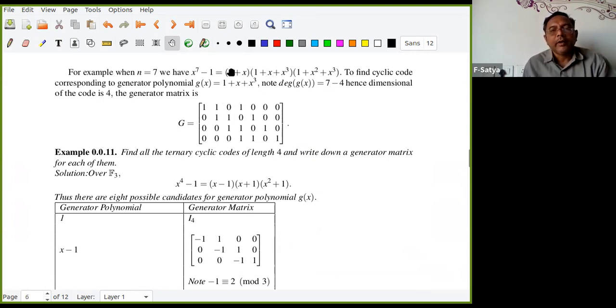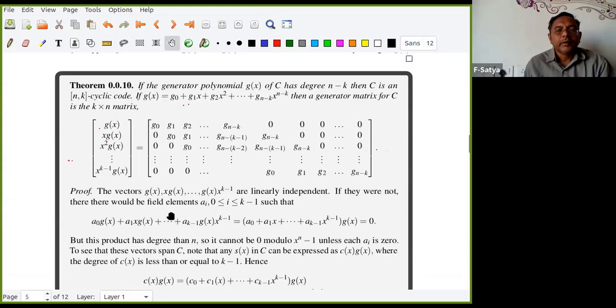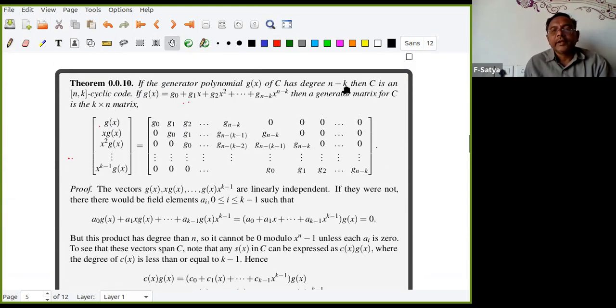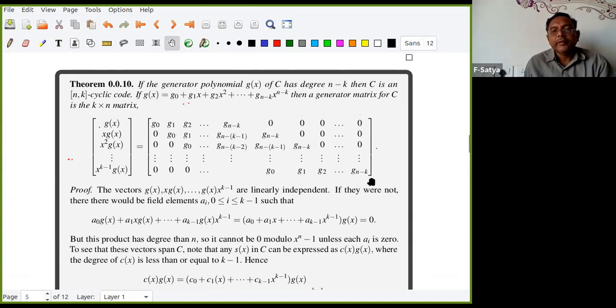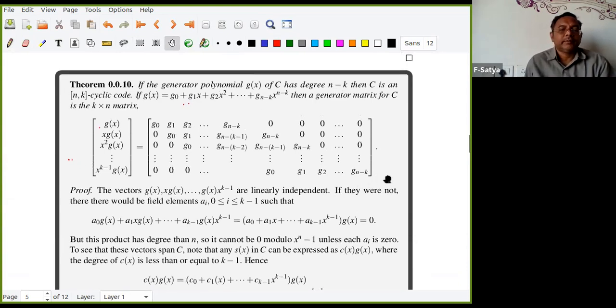Which divisor did I take? One plus x cube. What is the degree of this polynomial? 3. So degree is 3. So now generator matrix size is, see, this is n minus k. Think, degree is n minus k. So degree of g(x) is n minus k, right? The matrix size is k cross n.